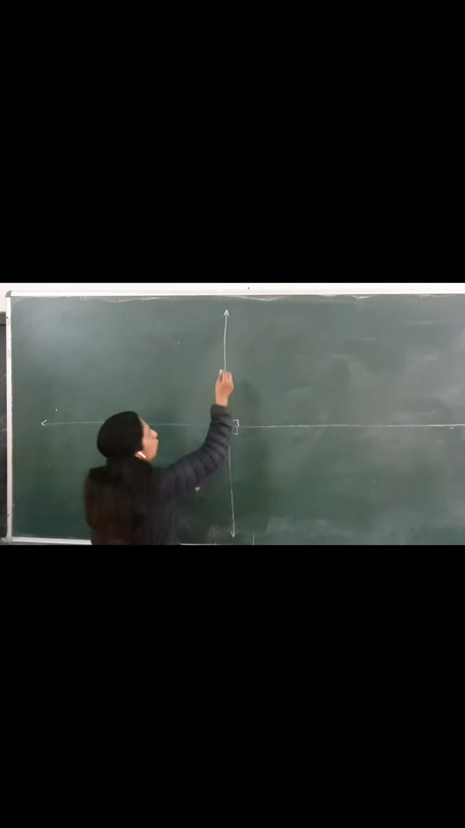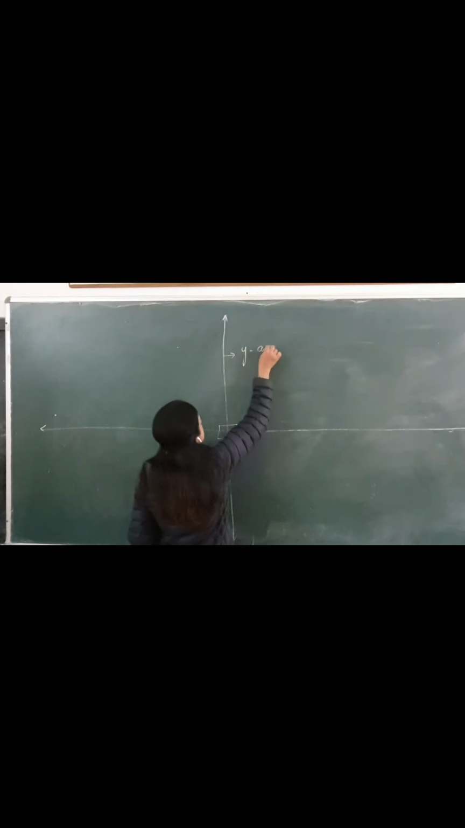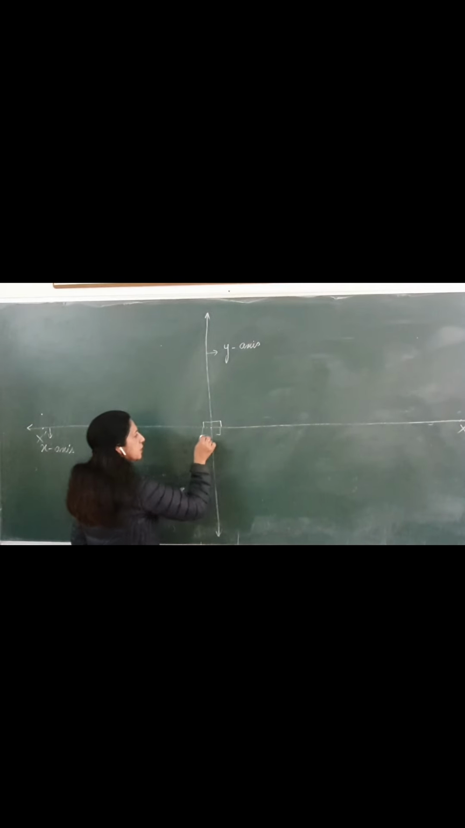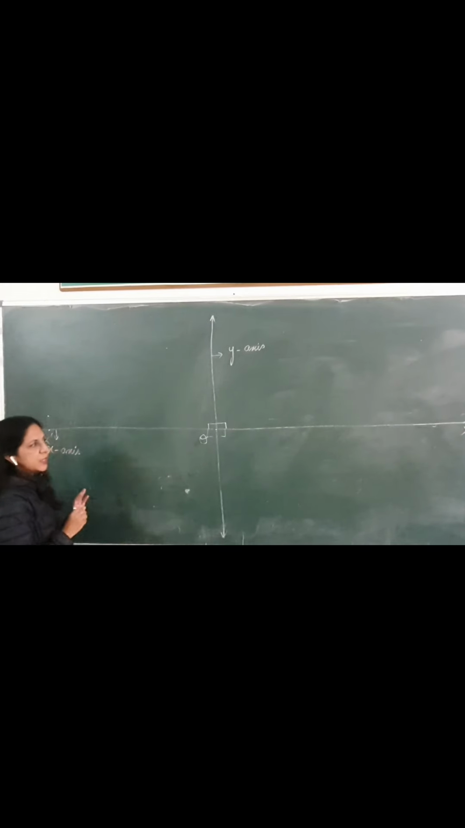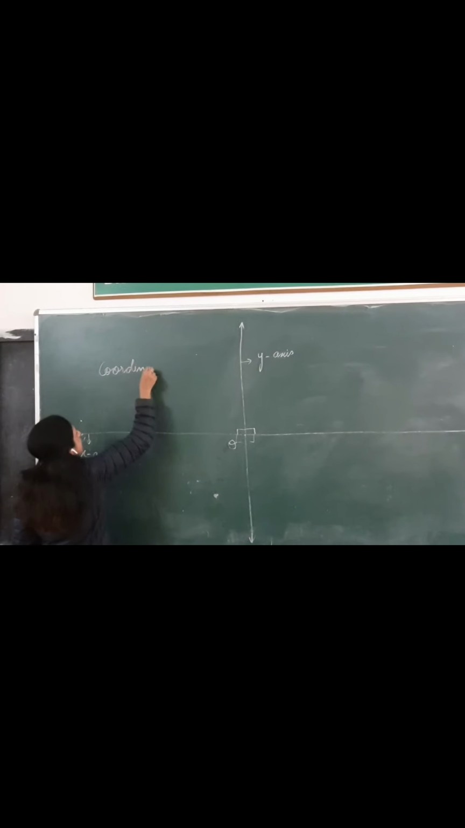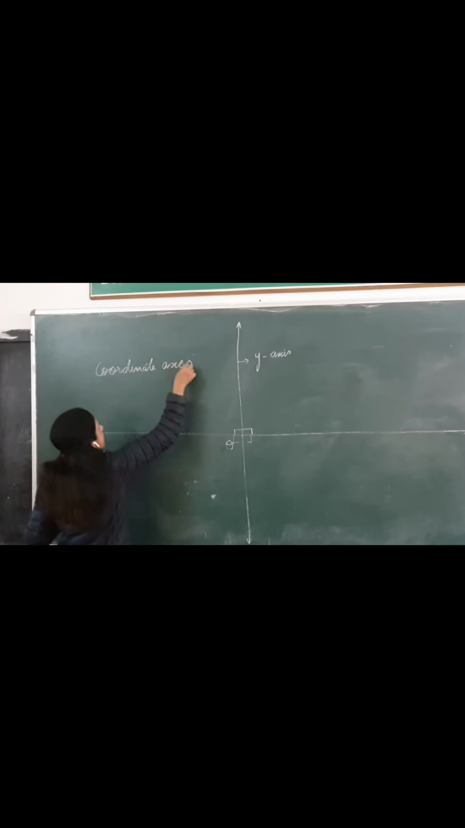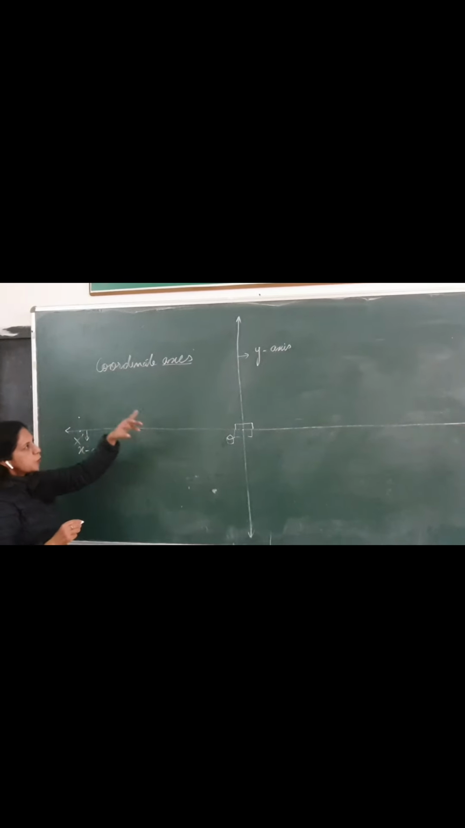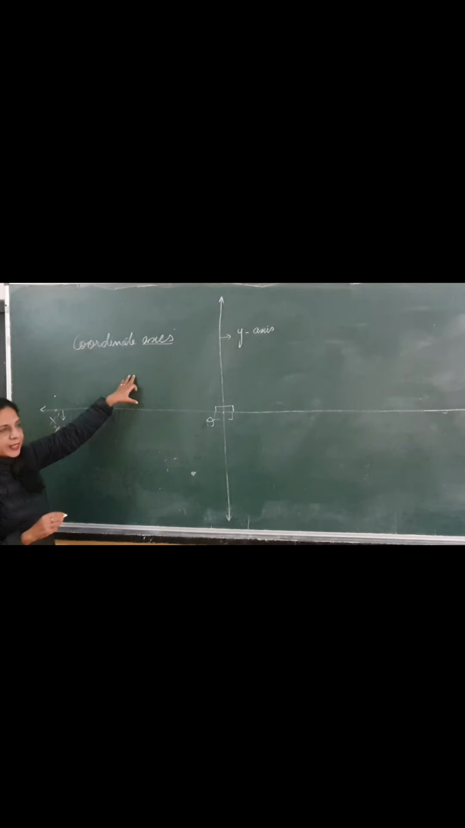This vertical line is called the y-axis and this horizontal line is called the x-axis. We are going to label them x' and x, and the point where they intersect each other, we label it as O. These axes are called coordinate axes. Axes is the plural of axis. So both of these are called coordinate axes.